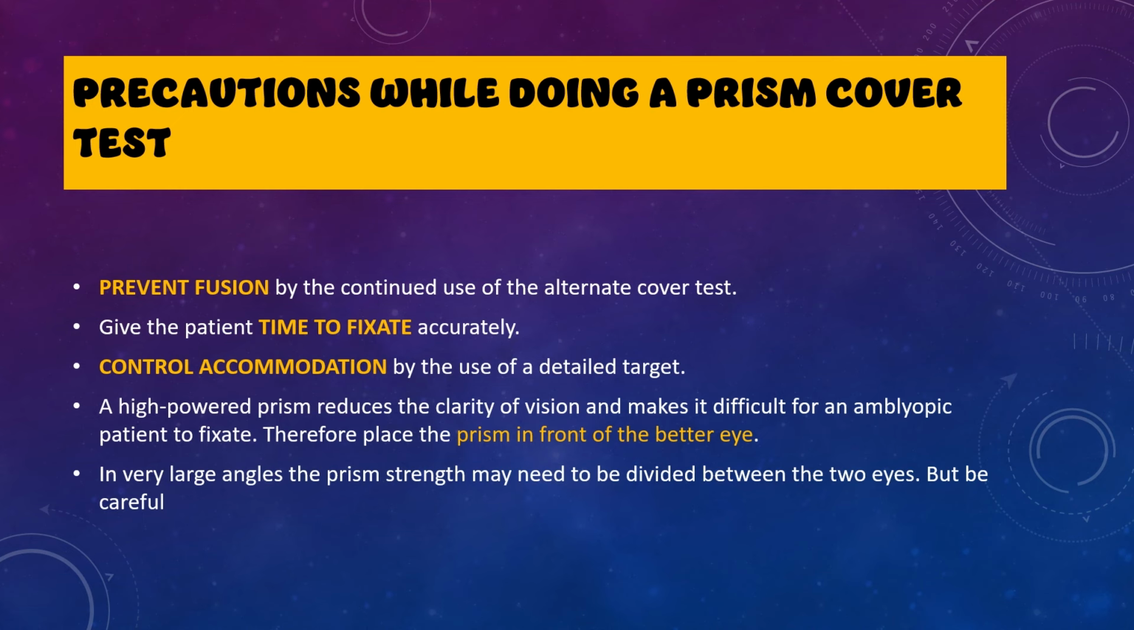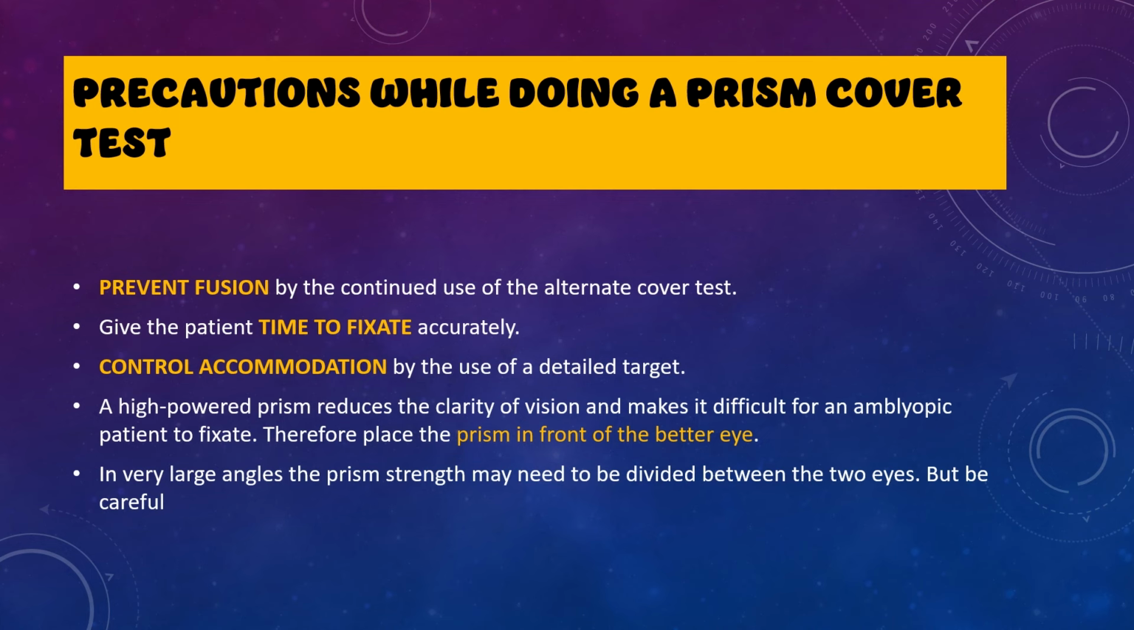And make sure that when you're using those high powered prisms like 45 and 60, they will reduce the clarity of the vision, and it becomes very difficult for the patient to actually fixate with those prisms in front. So it's always better that you put those high power prisms in front of the better eye, which has some amount of good visual acuity.